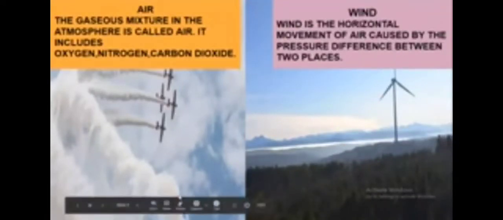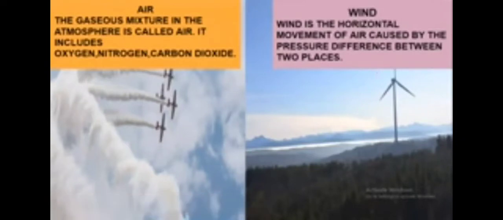What is the difference between air and wind? What do you mean by air? Air is the mixture of gases in the atmosphere. You know what you mean by atmosphere? Atmosphere means the layer of the air around the earth. So the gaseous mixture in the atmosphere is called air. And what does air include? It includes all the gases. Example, oxygen, nitrogen, carbon dioxide, and some amount of other gases also.